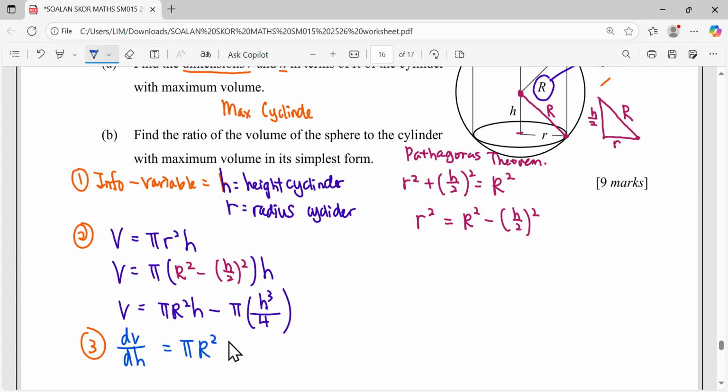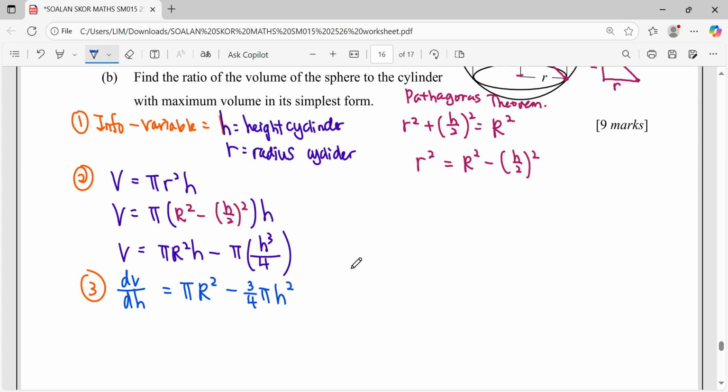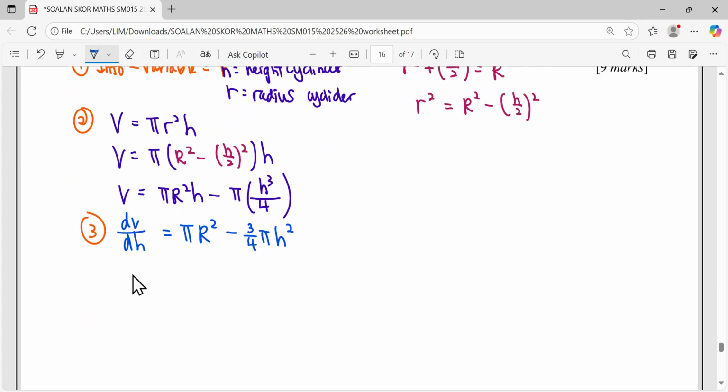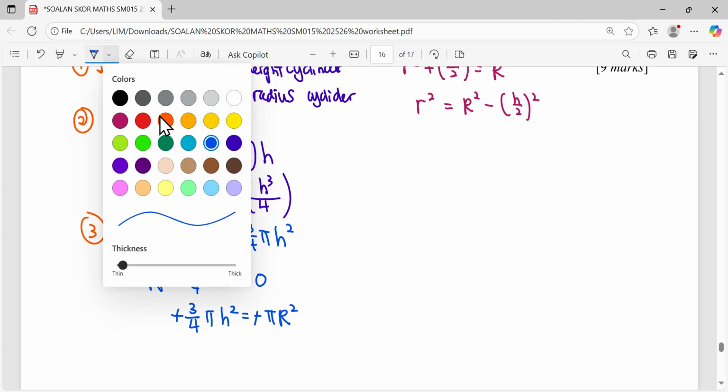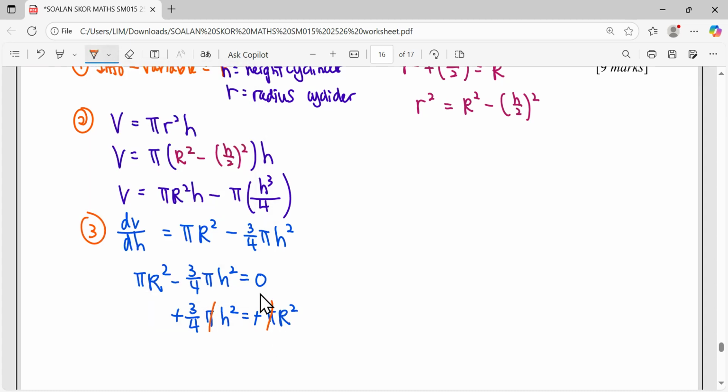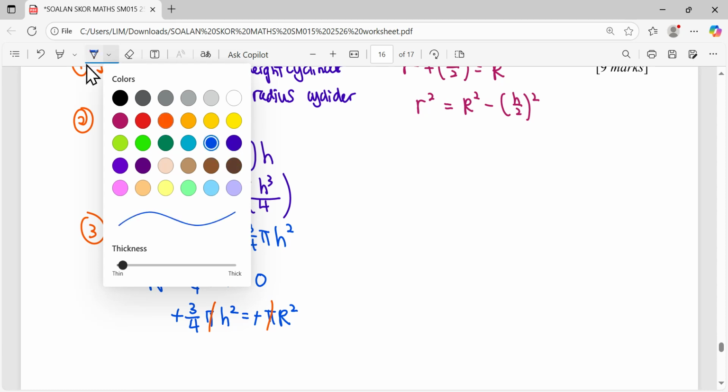So we get pi R square. Then minus, differentiate with respect to h, power moves to the front, it will be 3 over 4 pi h square. So after we differentiate, we find the critical number. We let it be 0. We need to find out what your variable is here, what your critical number is. So 3 over 4 pi h square equals pi R square, negative, negative, simplify, and we can simplify pi.